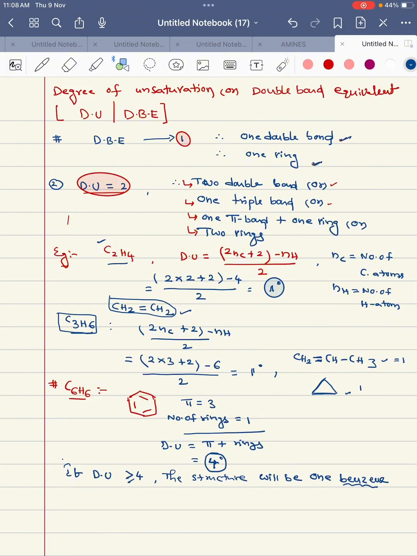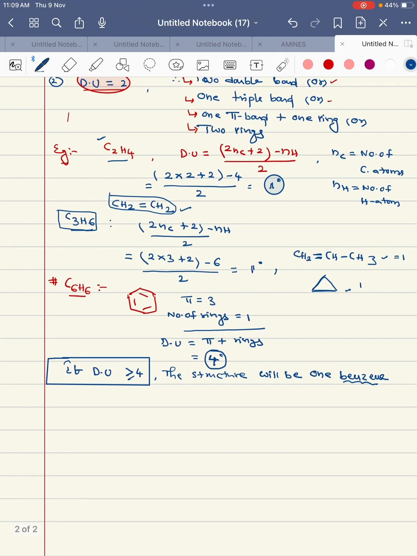That is the meaning. So a degree of unsaturation of 4 or greater than 4 means your molecular formula contains at least one benzene ring. That is called DU. For example, we will see one example.